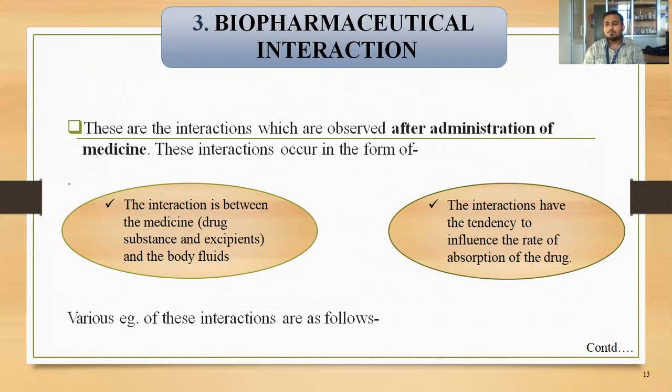So, what is the biopharmaceutical interaction? Let's go with the discussion. These are the interactions which are observed after administration of the medicine. The interaction occurs in two forms: the interaction between the drug substance and excipients and the body fluids, and the interaction has the tendency to influence the rate of absorption. So two types of interaction happen.